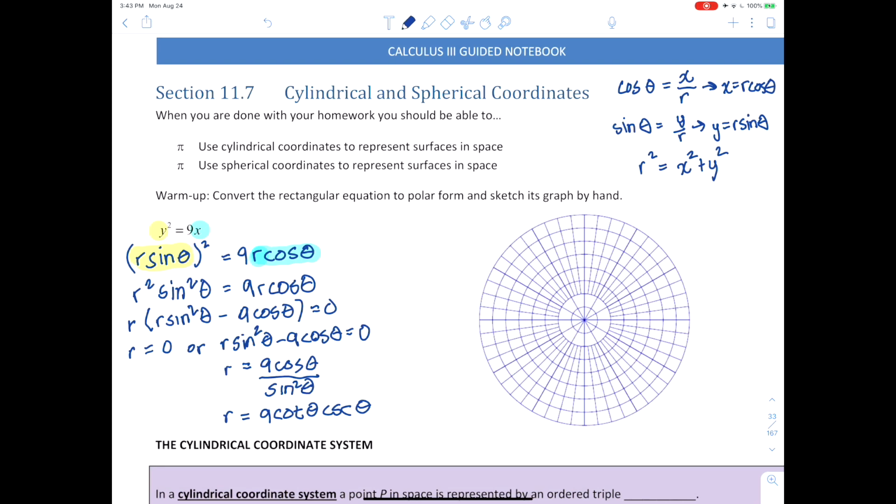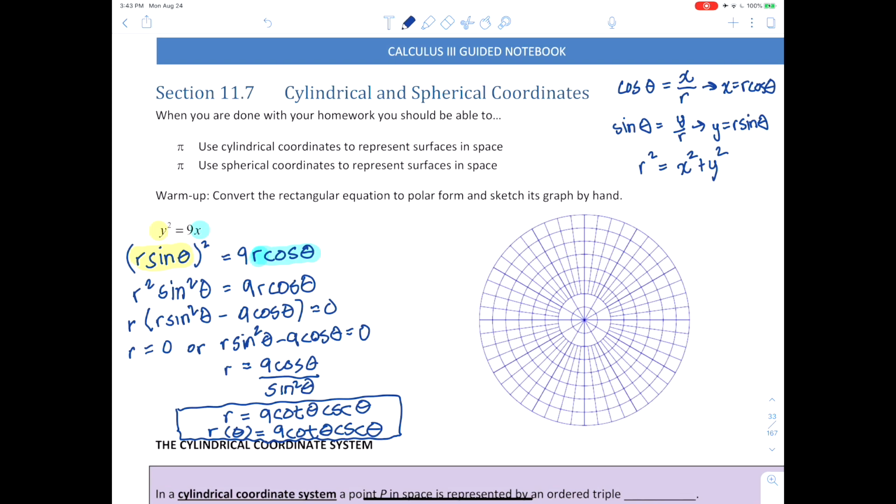So now with the graphing, you're going to have r and theta, and it's kind of weird because you're typically plugging in theta first. You could also write this as r of theta is equal to 9 cotangent theta times cosecant theta. Cool? All right, so let's take a look at a graph and see if we can get a feel for it.